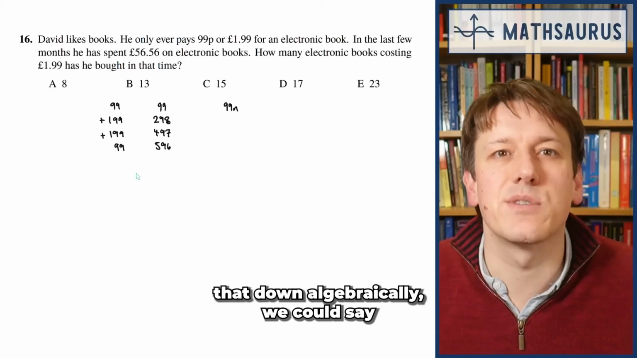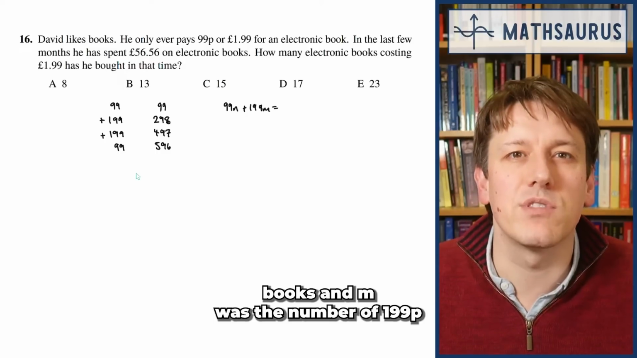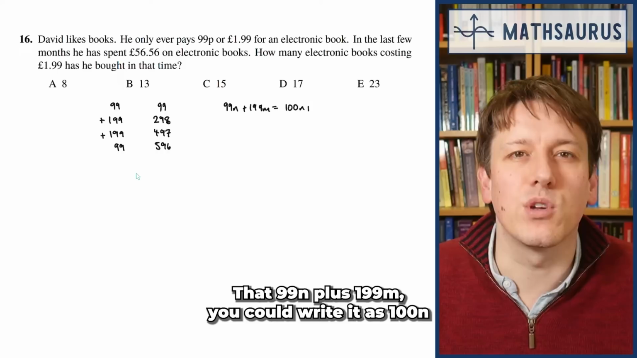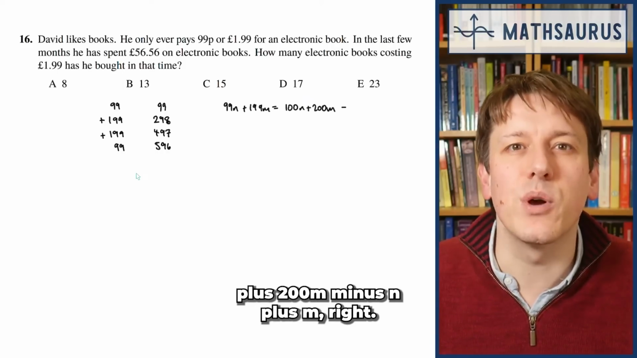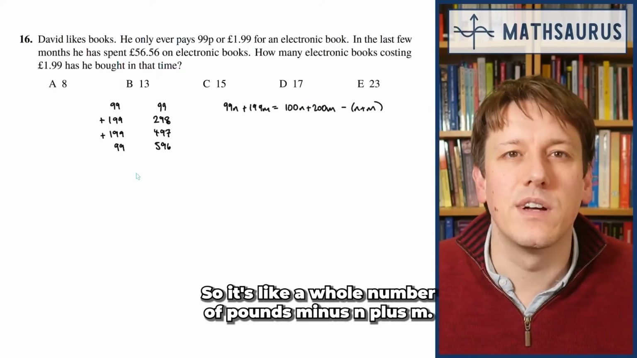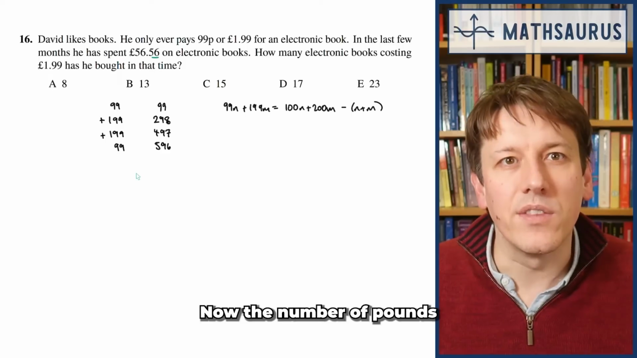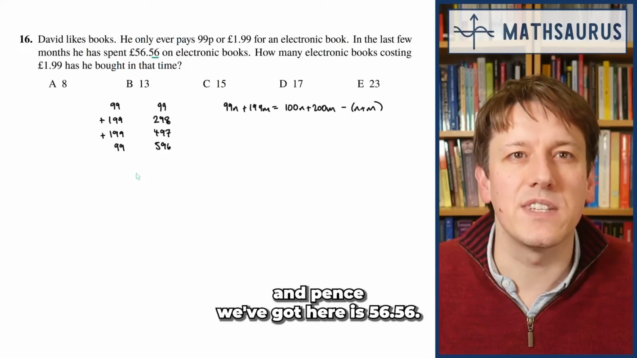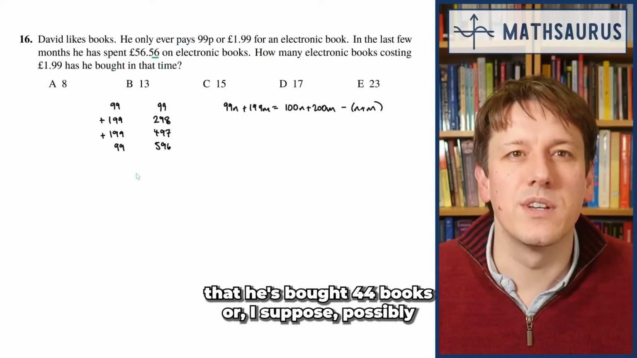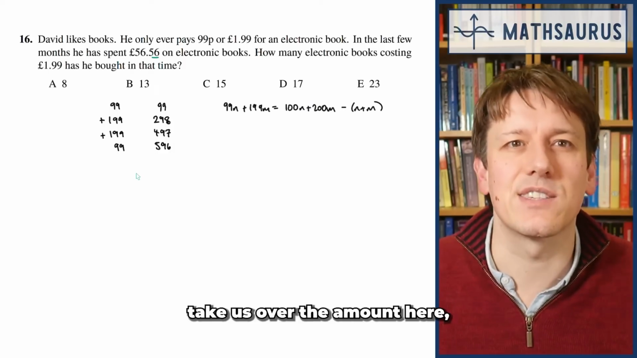If you wanted to write that down algebraically, we could say if n was the number of 99p books and m was the number of 199p books, or the 199 ones, that 99n plus 199m, you could write it as 100n plus 200m minus n plus m, right? So it's like a whole number of pounds minus n plus m. Now, the number of pounds and pence we've got here is 56.56. So it must be here for this number of books that he's bought 44 books, or I suppose possibly 144 books, but 144 would clearly take us over the amount here.